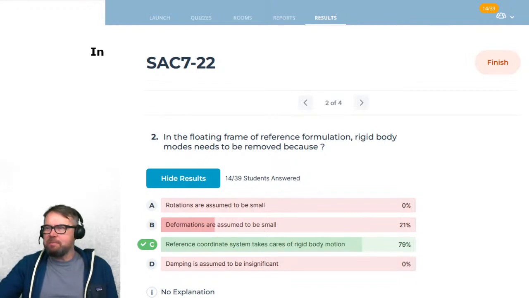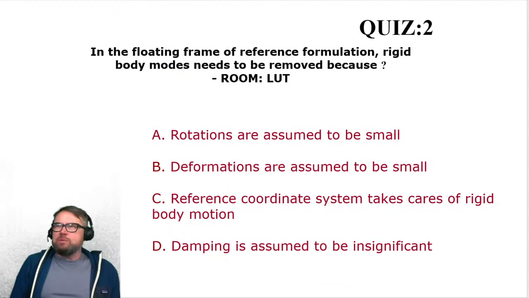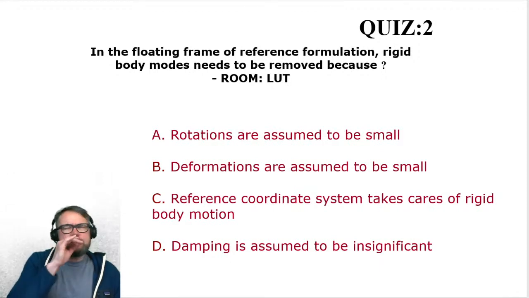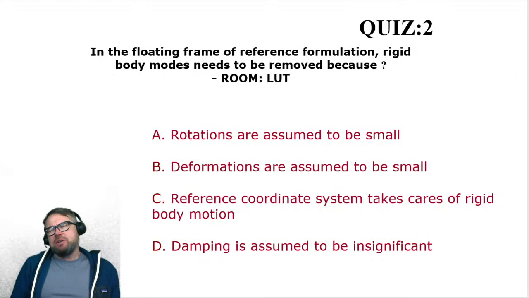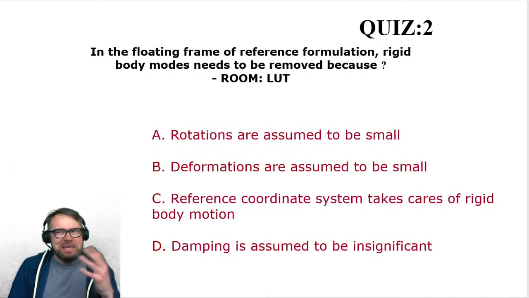Now, back to this. Let me take this away. Not this one, this one. Which one out of these options is correct? Of course, it is the fact that the reference coordinate system takes care of the rigid body motion. Or maybe it is incorrect to say rigid body motion, because academically there is no such thing as rigid body motion. There is only large reference motion. But in daily life, in common sense, it means rigid body modes.